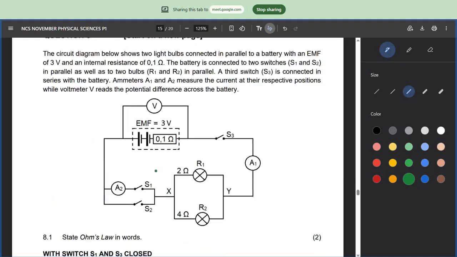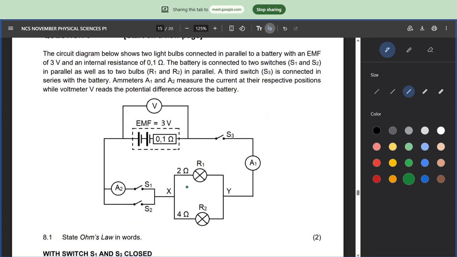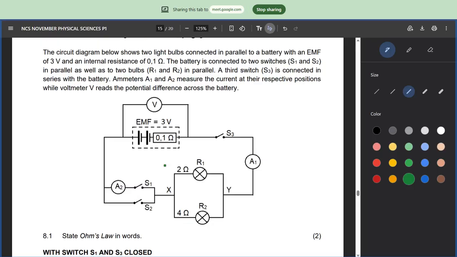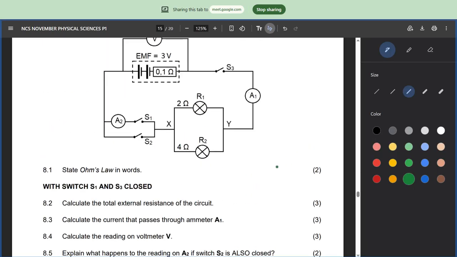They say that the circuit diagram below shows two light bulbs connected in parallel to a battery with an EMF of 3 volts. And they say that an internal resistor of 0.1, the battery is connected to two switches S1 and S2, which are also parallel, as well as two bulbs R1 and R2 in parallel. A third switch S3. So they just tell us what we see. I'm just going to skip that part. State Ohm's law in words.